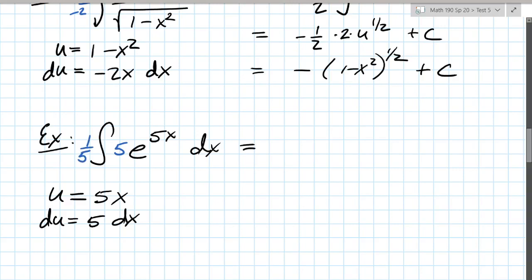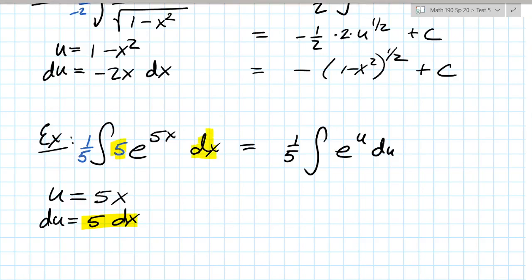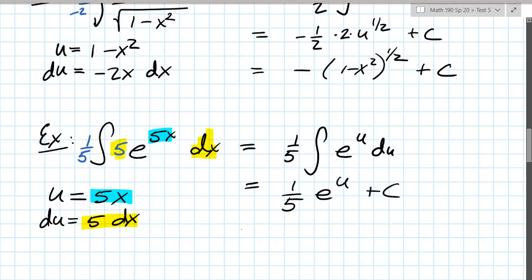So we have 1/5 the integral of e to the u du. Again, let's highlight it. Here's our du. That's our du. Here is our u. Okay? So the integral of e to the u du is just e to the u. So that leaves us with 1/5 e to the u plus c. U equals 5x. So 1/5 e to the 5x plus c.